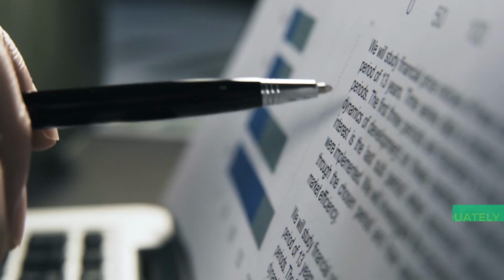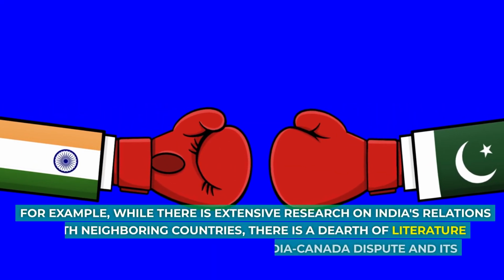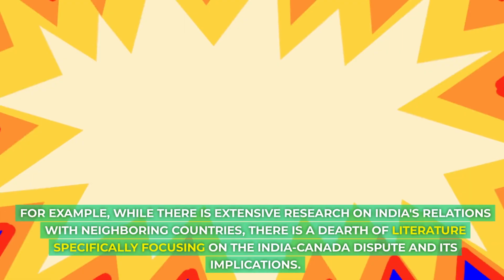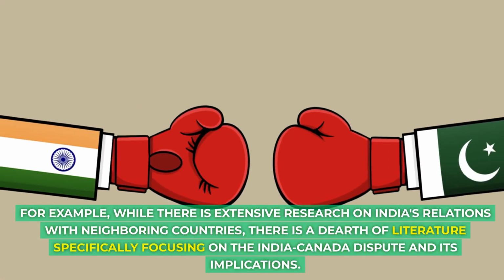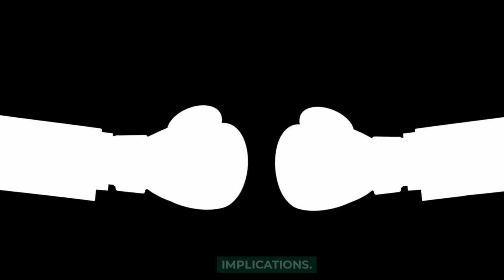Literature gap. A literature gap is where you highlight what hasn't been adequately covered. For example, while there is extensive research on India's relations with neighboring countries, there is a dearth of literature specifically focusing on the India-Canada dispute and its implications.